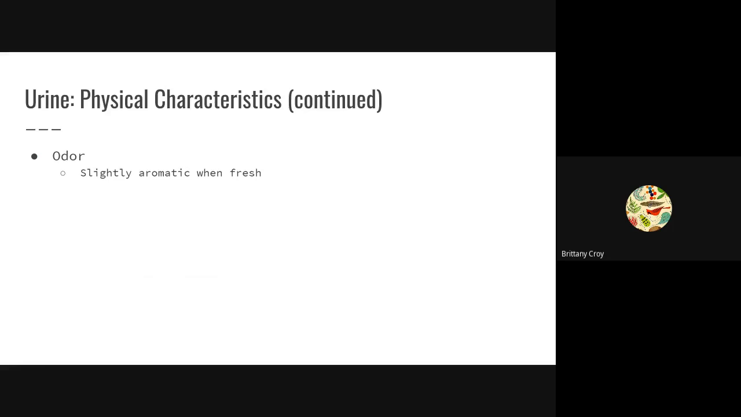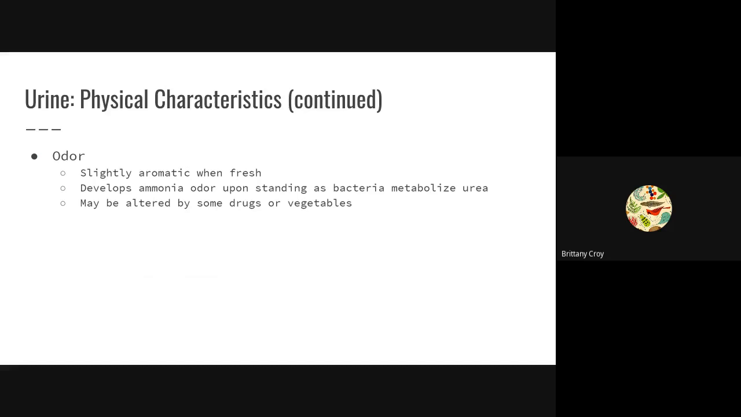And the odor. Normally, when you go to the bathroom, you shouldn't really be able to smell your pee. It might have some scent, but not too much. And then if you don't flush the toilet, you'll notice that the odor does get stronger over time. Or if you have a cat, that's why you want to be regularly cleaning the litter box. And you're probably familiar with if you eat asparagus, it makes your pee smell really bad. So food can affect that as well.